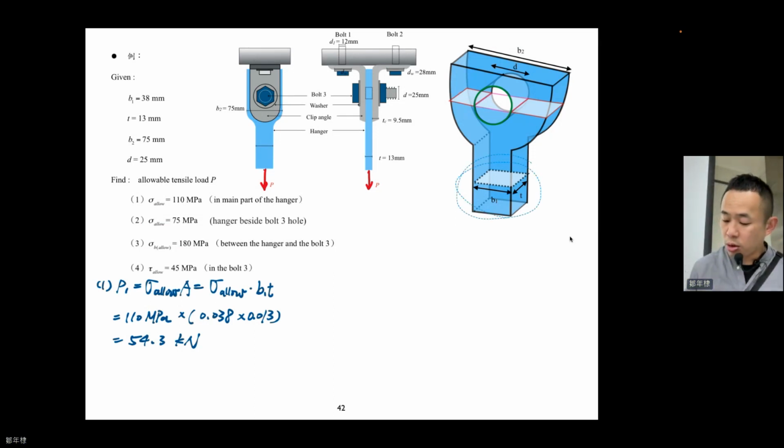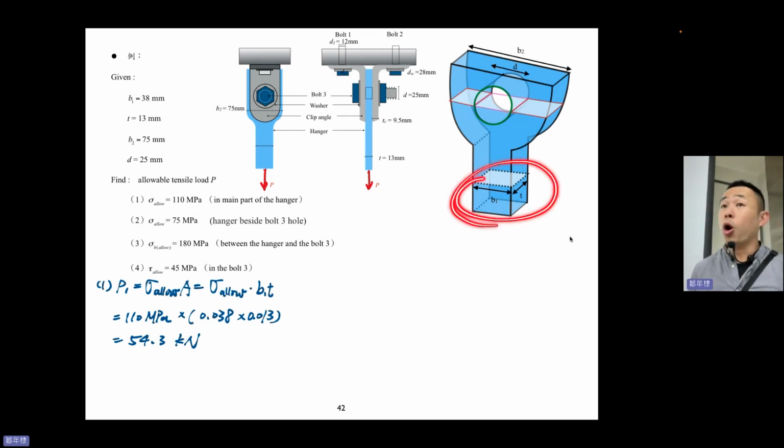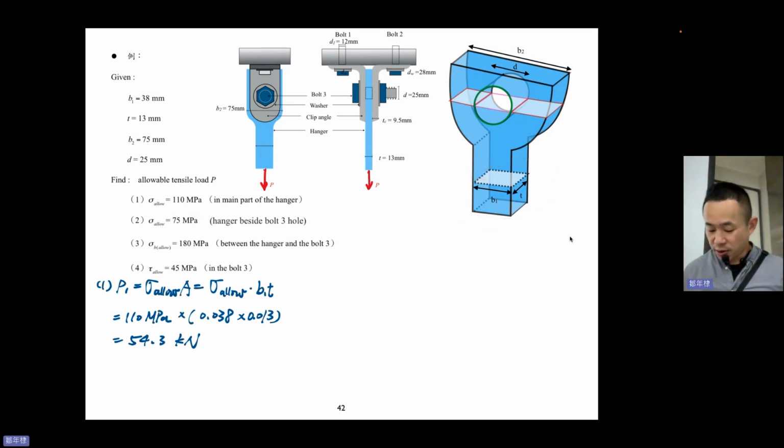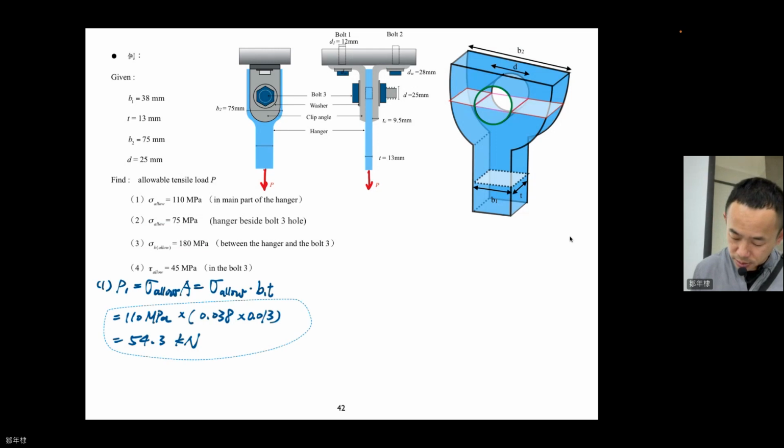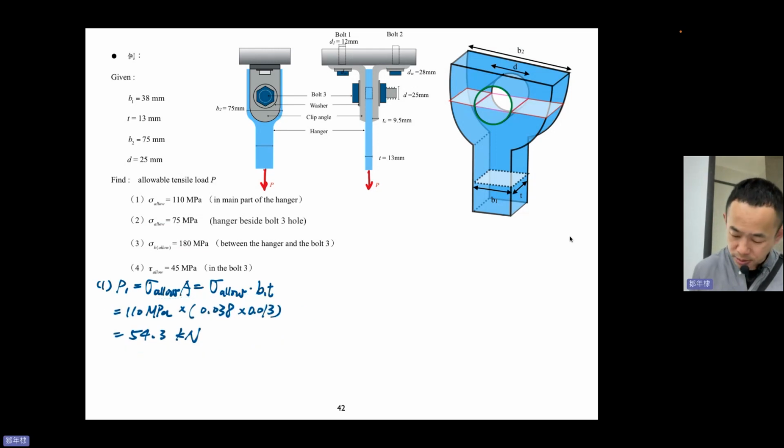this part will almost break. If you give it more than 54.3 kN, this part will break. Okay, so if it's greater than this, this part will break. Next one.